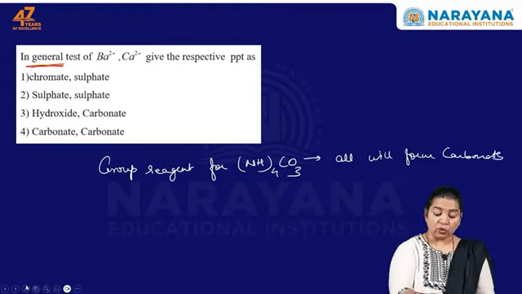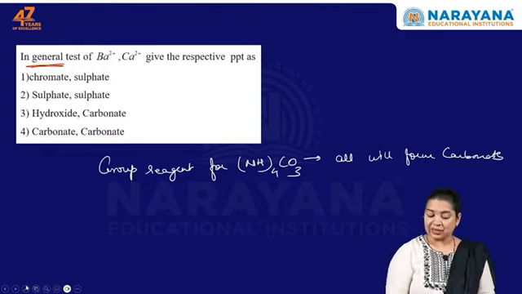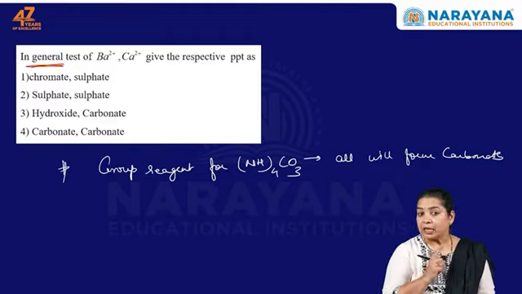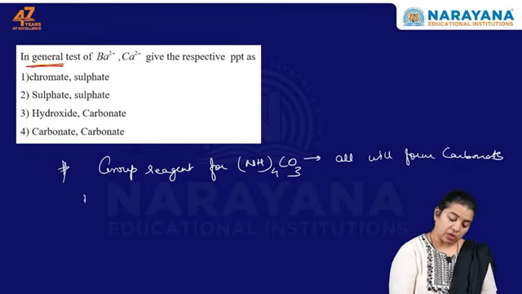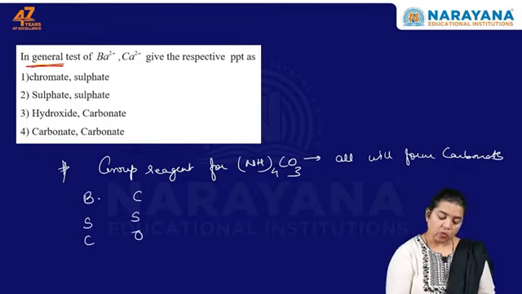But if that is so, these options are not suggesting that this is what is being asked. It is about the specific confirmatory precipitates that we use to confirm barium and calcium. So, BSC CSO, what do I mean?